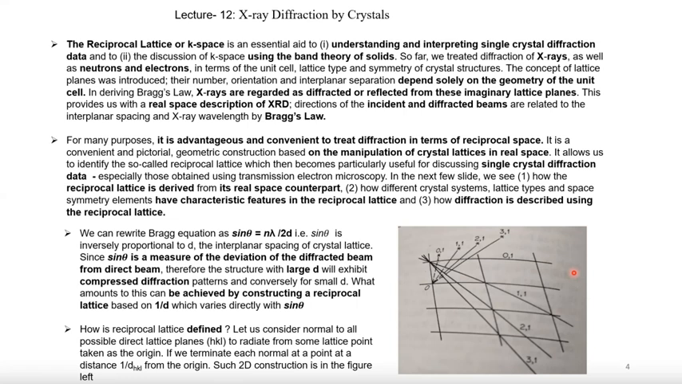In terms of unit cell, lattice type, and crystal symmetry of the crystal structure, we will be using this reciprocal lattice. The concept of the reciprocal lattice was introduced because the number, orientation, and interplanar separation depend solely on the geometry of the unit cell.